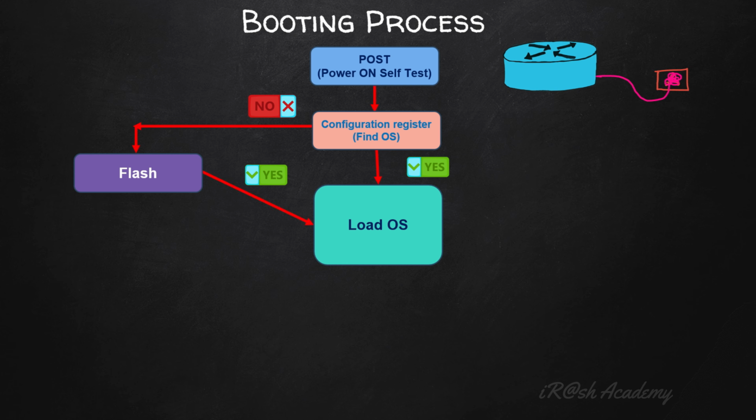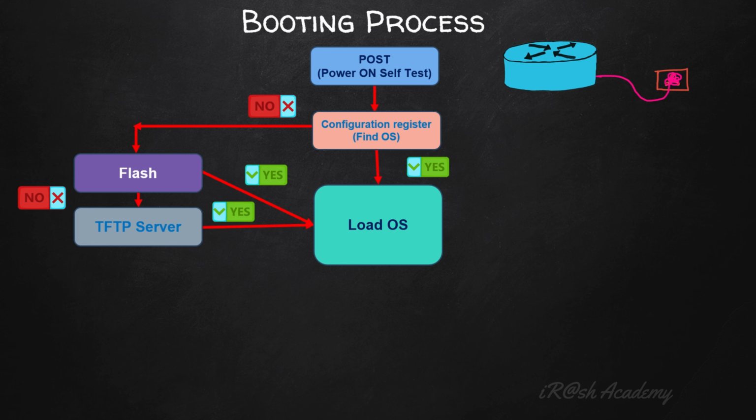What if the router cannot find the operating system in flash memory? Then it looks for a TFTP server for the operating system. Routers can be configured to load the Cisco IOS from a TFTP server through the network. So if the router finds the Cisco operating system on that TFTP server, then it loads that operating system.